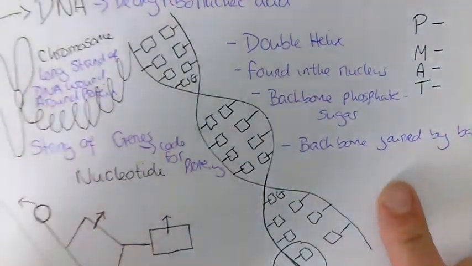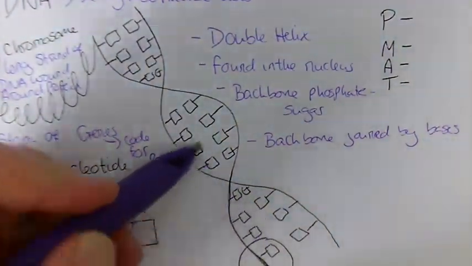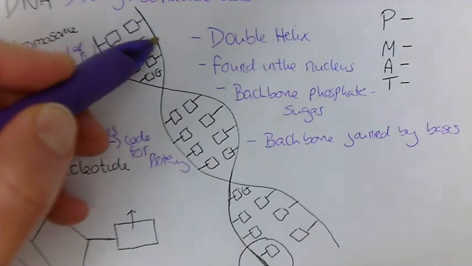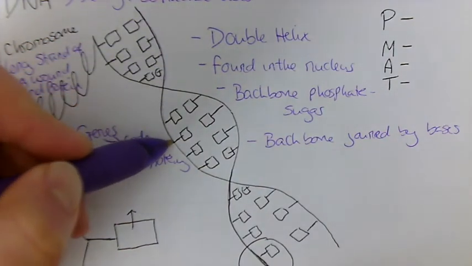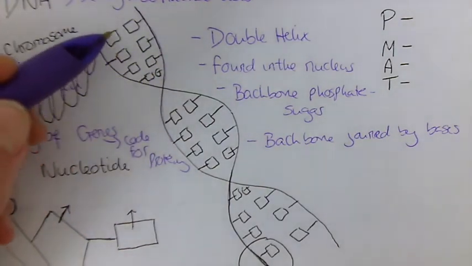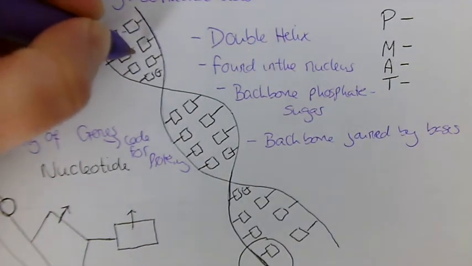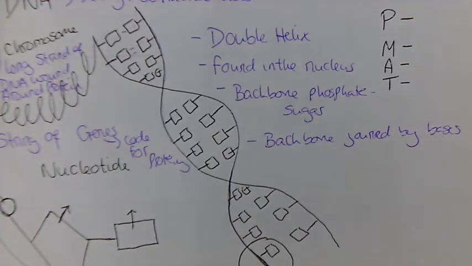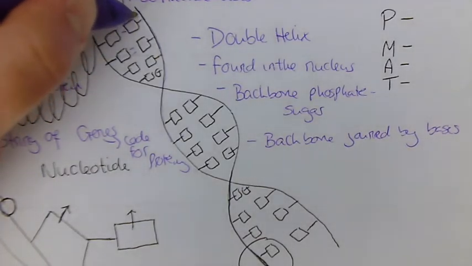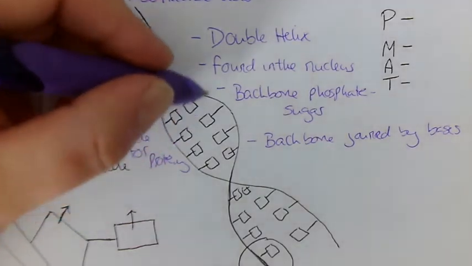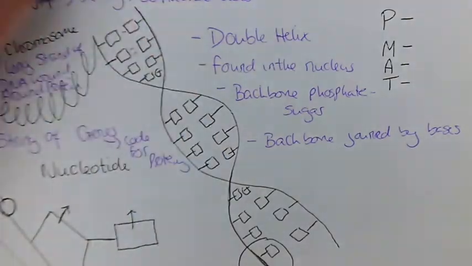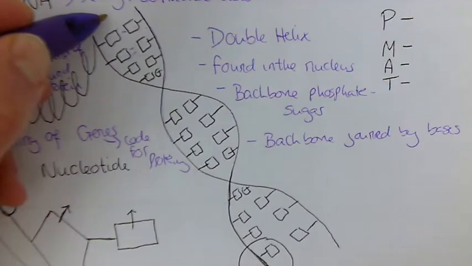So what that means is, if this is my strand of DNA, this line here is my backbone. That is my phosphate sugar. In the middle we have bases, okay, and between them they have bonds. So it's a double helix because it has two strands and they are twisted. It's easy to think about this as a ladder that is then twisted. So it is a twisted ladder.